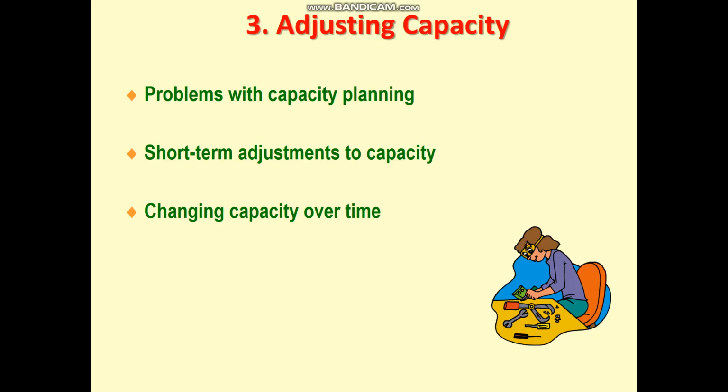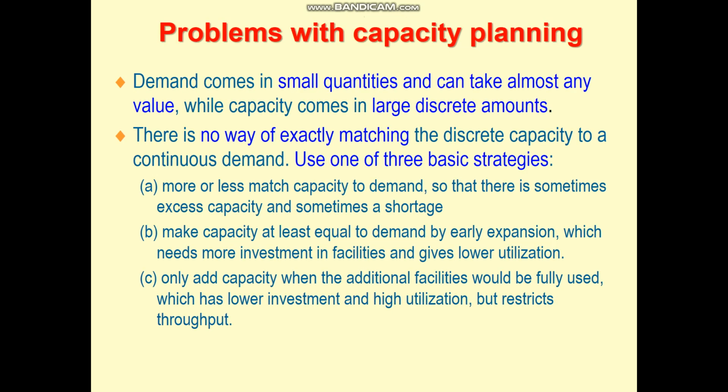There are several practical problems with our capacity planning. We can see that the demand comes in small quantities and can take any value, but the capacity comes in large discrete amounts, so we have to adjust the capacity. So we have 3 basic ways to adjust the capacity.